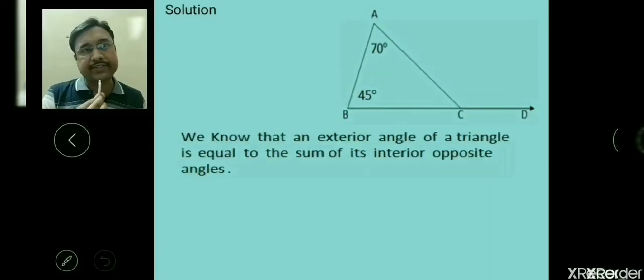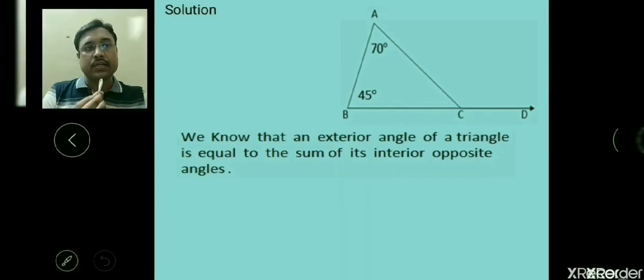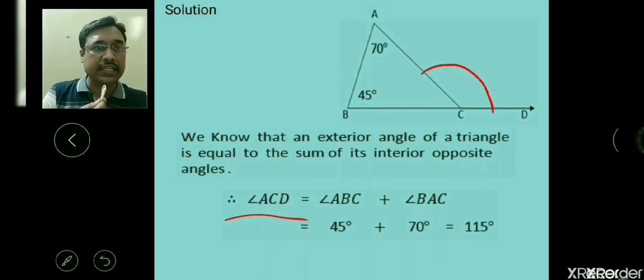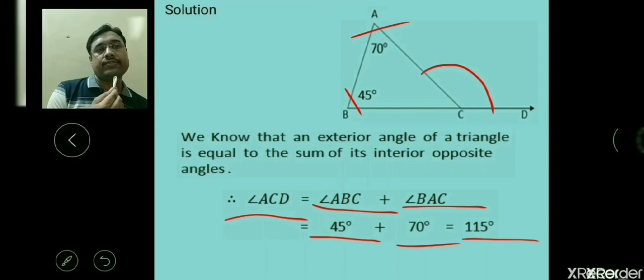Like this we can write the solution. We know that an exterior angle of a triangle is equal to the sum of its interior opposite angles. So angle ACD equals angle ABC plus angle BAC, that means angle B and angle A. So 45 plus 70 is 115 degrees. By using this exterior angle property, you can find this angle ACD.